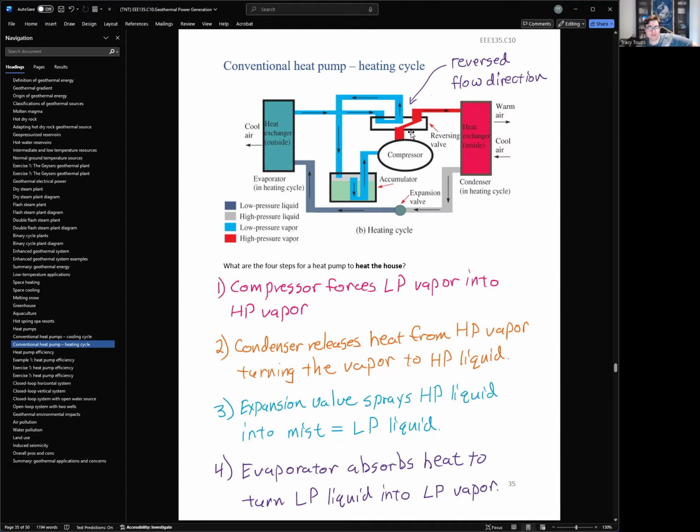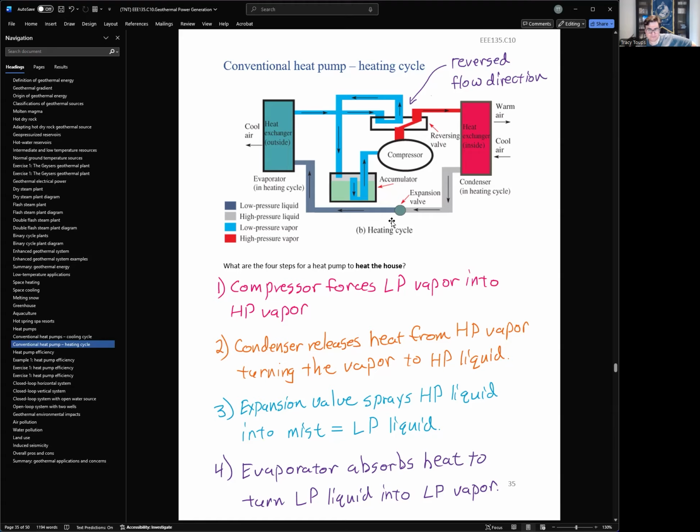So high pressure vapor goes in, it warms your house up, and then the condenser releases the heat from the high pressure vapor and it turns into high pressure liquid. So we're losing that heat. The vapor will then naturally turn into liquid because the temperature is getting lower. So we got the lukewarm high pressure liquid coming into the expansion valve. The work's already done. The expansion valve sprays it into a mist, and the high pressure liquid will turn into low pressure vapor.